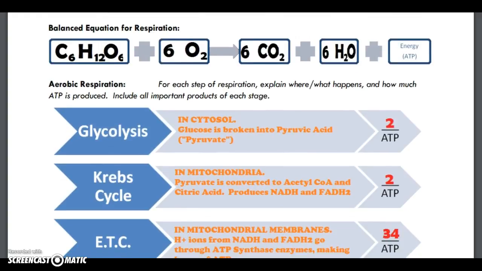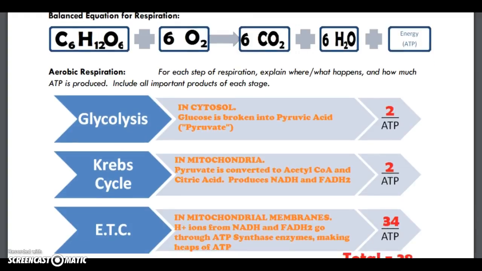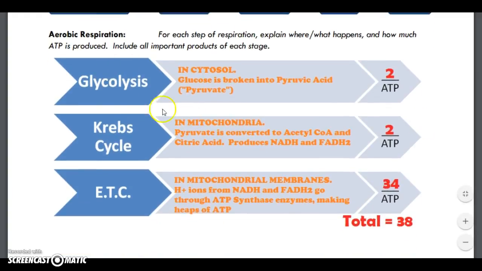The equation for respiration is just photosynthesis backwards. So instead of starting with carbon dioxide and water and then making glucose, we start with glucose and oxygen. Those get burned up. Carbon dioxide and water are given off, and the most important part is that we're making energy in the form of ATP. So for aerobic respiration, all respiration starts with glycolysis, no matter what. But if oxygen is around, then we can go into the Krebs cycle and the ETC.